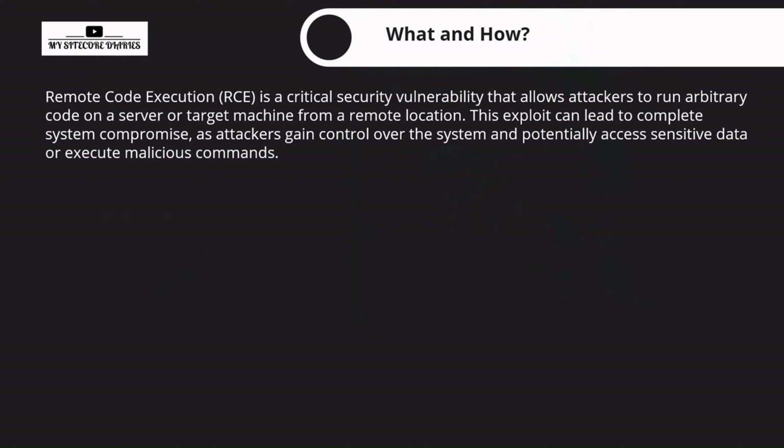Remote code execution is a critical security vulnerability that allows attackers to run arbitrary code on a server or a target machine from a remote location. This exploit can lead to a complete system compromise, as an attacker can gain control over the system and potentially access sensitive data or execute malicious commands. So in this case, the hacker can take control of your system and run code from his machine on your machine, and that command can be any malicious command.